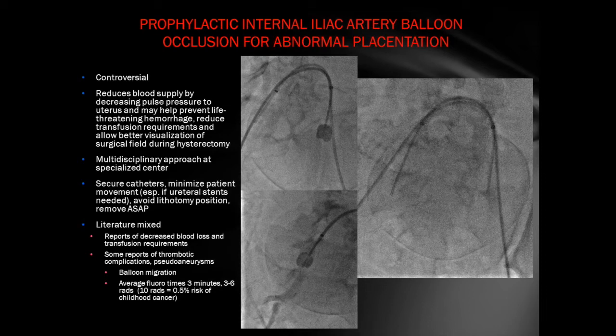Once the catheters are in place, it's essential to minimize patient motion. If the patient's going to need ureteral stents, you don't want to be putting the patient in lithotomy position and have the balloons migrate. Even something as simple as a Foley catheter and moving the legs to place a Foley catheter in can dislodge the catheters, and that's when you're set up for the complications that have been reported.